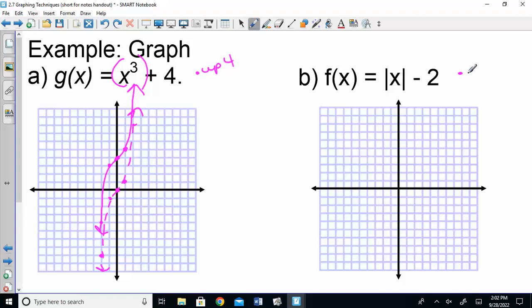What's that one going to do? Down 2. It's not inside my absolute value, so it's changing y. You know, the absolute value is just a v. Minimum of 3 points on each.